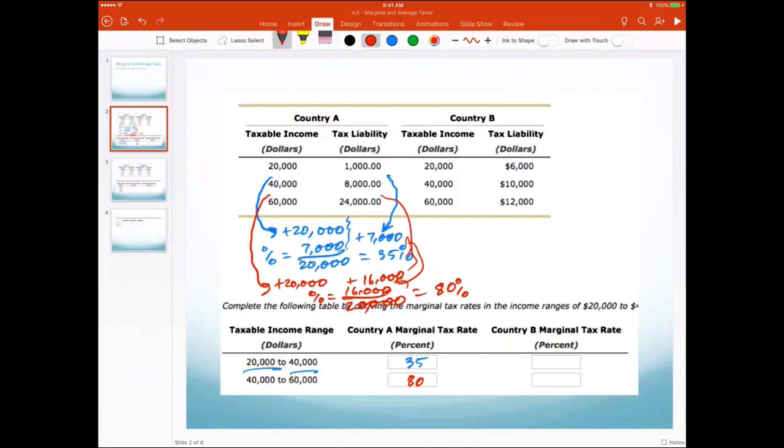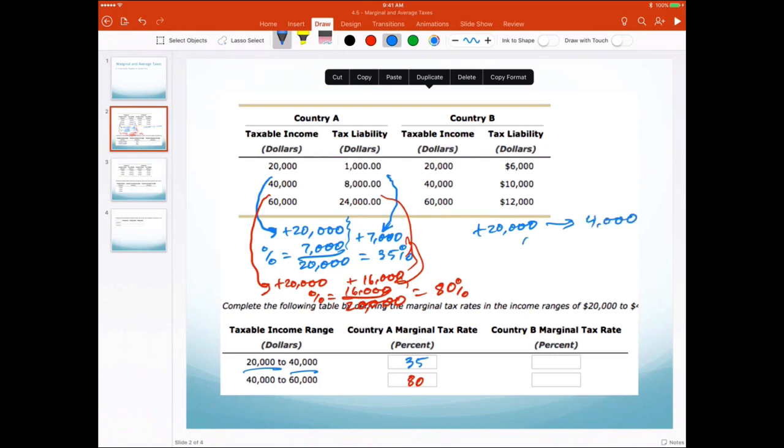Okay? You can do the same thing here for country B, right? To go from 20 to 40,000, we have an increase in income of $20,000, which means your taxes go up by $4,000. So therefore, your marginal percentage is going to be 4,000 divided by 20,000, right, which is going to equal 20%.